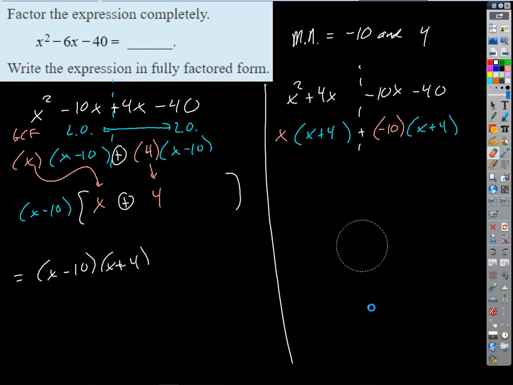Right, so now, we undistribute x plus 4, and we're left with x plus negative 10, just x minus 10, right?